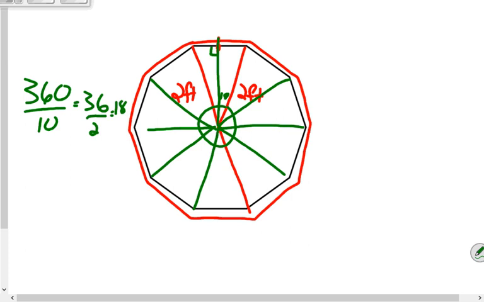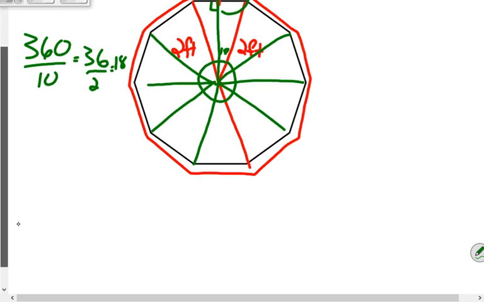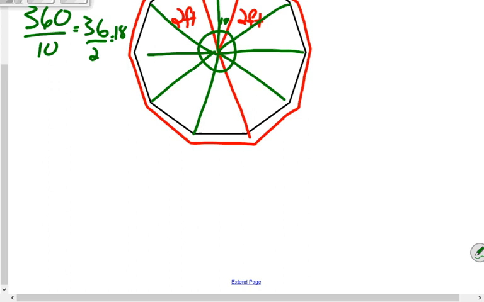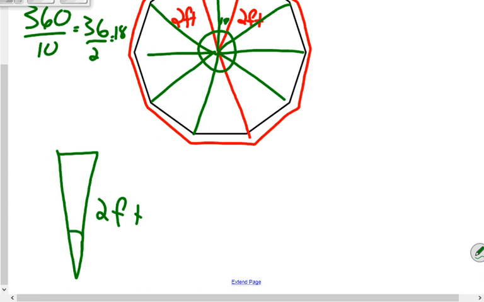We have a hypotenuse of 2 feet. Can we find this length here? Can we draw this triangle on the outside? Absolutely. Let me redraw it, there's not enough space since I've drawn so many triangles. We know this is 2 feet, we know that this is 18 degrees, we know that that is 90, and we're looking for this length here.